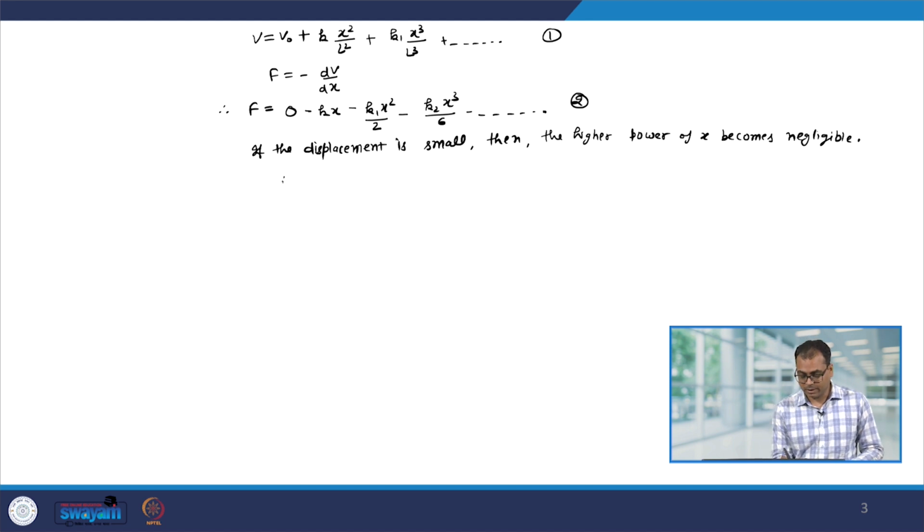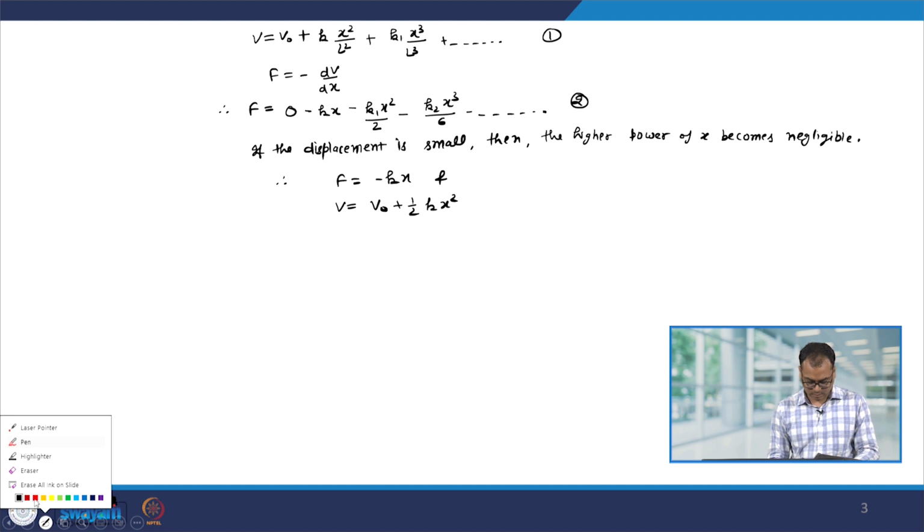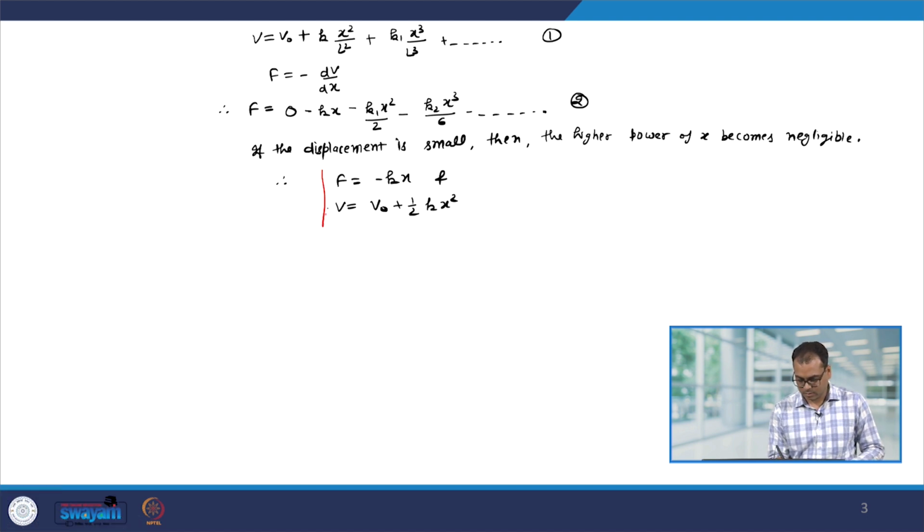Okay. So, in that case we have F is equal to minus kx and your V will be V naught plus half k x square. Okay. Now, let us look at simple harmonic motion.